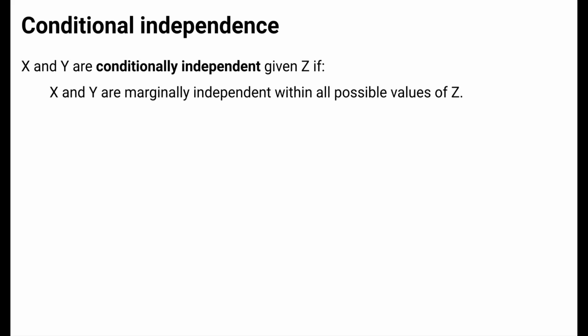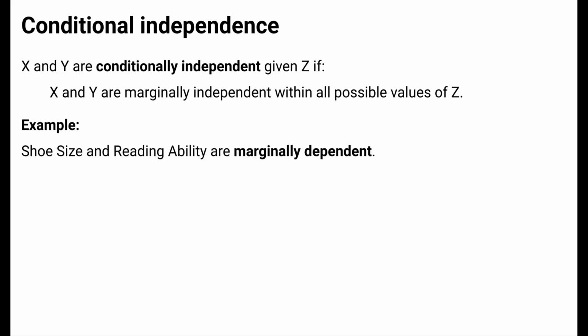We've talked about both marginal and conditional probabilities, and we've discussed unconditional or marginal independence. We can also talk about conditional independence. Because we'll primarily deal with independence of random variables, we'll focus on defining conditional independence of random variables, but similar ideas hold for events as well. Random variables x and y are conditionally independent given another variable z if x and y are marginally independent within all possible values of z. This is best illustrated with an example.